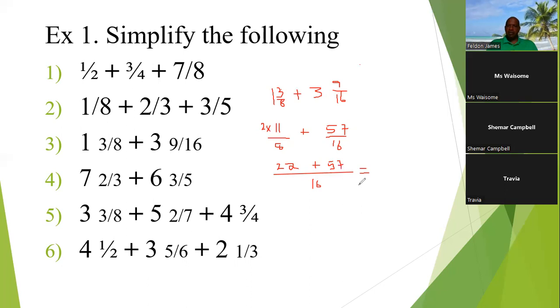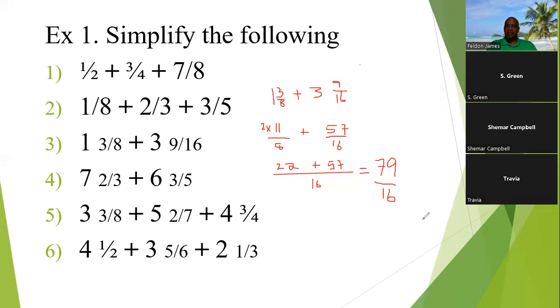Right. So now we need to add. Yes, sir. So when we add now, what will we get? 78. So we get 78. You sure it's 79? 79 over 16. And now, if we are to convert that into a mixed fraction, what would we get?